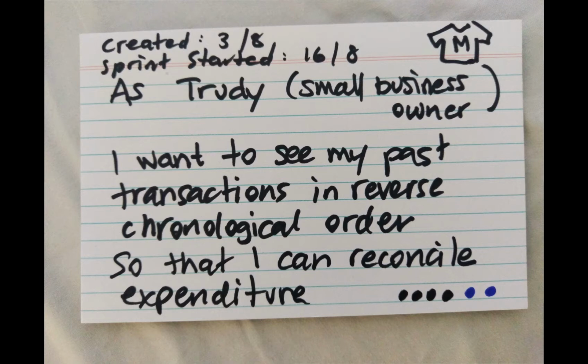I know it's after lunch. How many dots are there? How many? 6 dots. That means that this card has been in the system for 6 days.